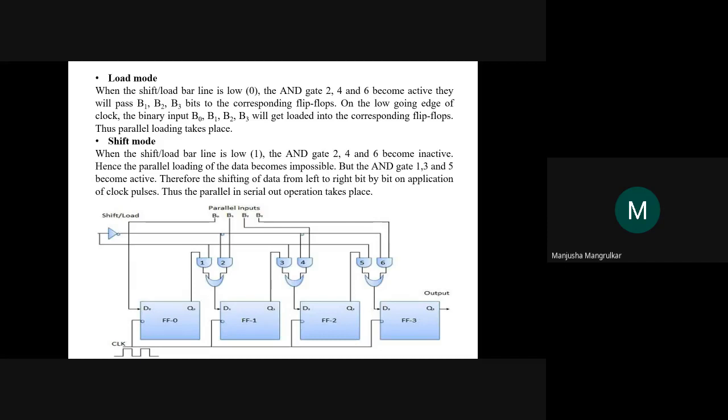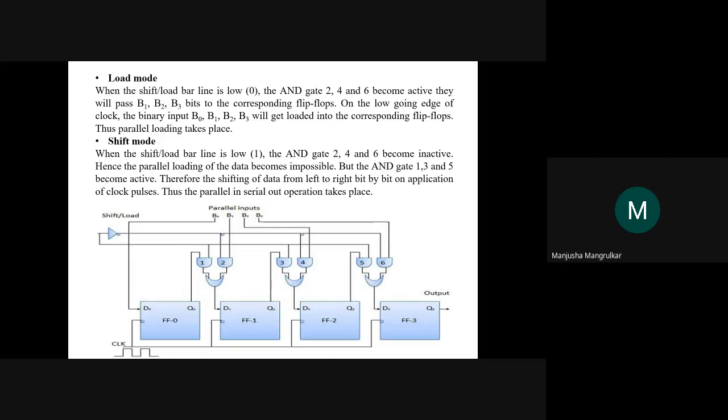Now the serial shift mode, right? If this bit is 1, the line is 1, and the AND gates 2, 4, 6 become inactive. These become inactive, and hence parallel loading of data becomes impossible. So whatever data comes from B2 goes to Q3, and the data again goes to here, and the flow of the data will be in this way.